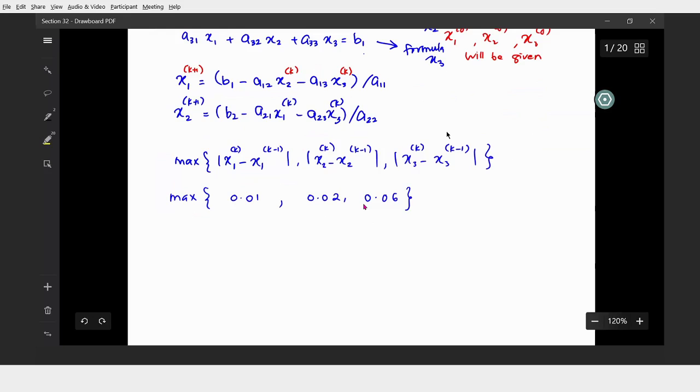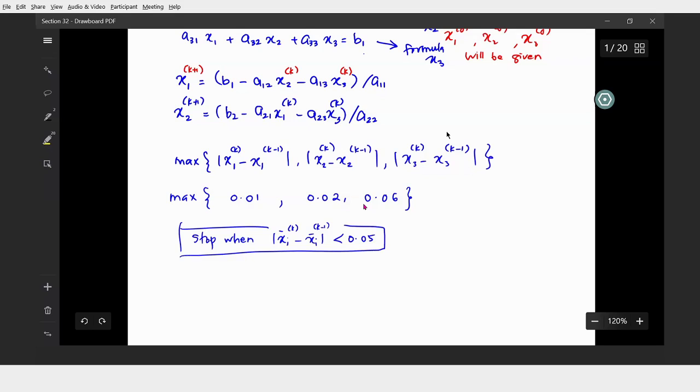Let's say the question asks you to stop when the norm of xi minus xi-1, in terms of vector, is less than 0.05. If you have something like this in your problem, let's say this is given by the problem, stop when you satisfy that condition.